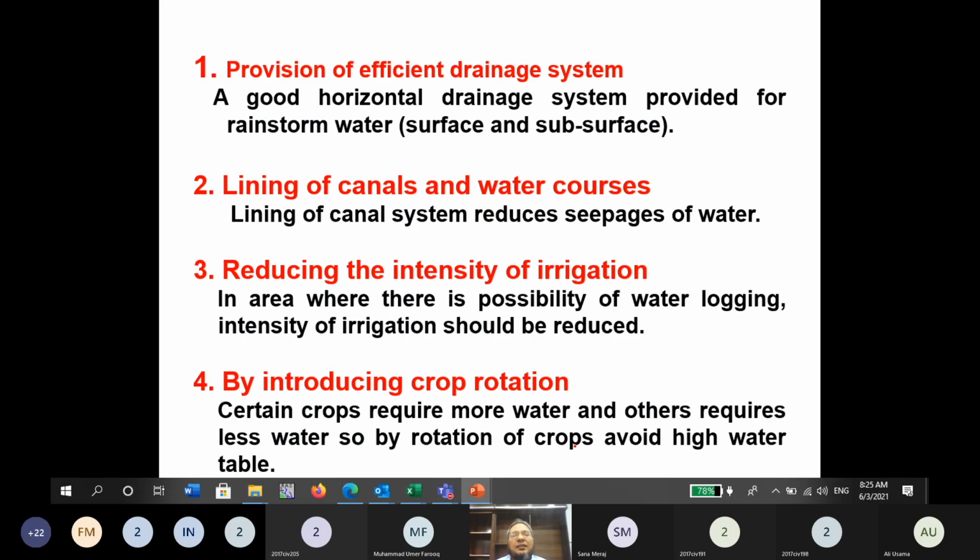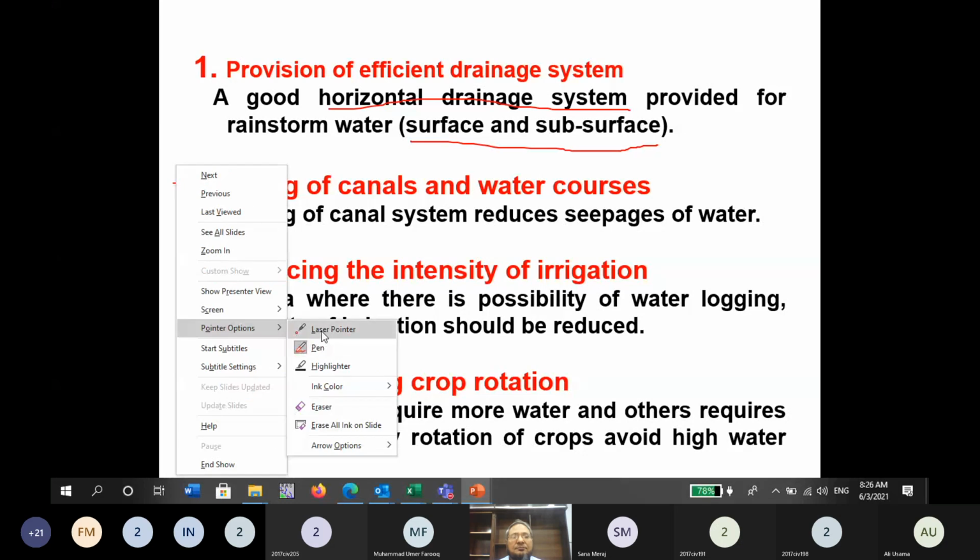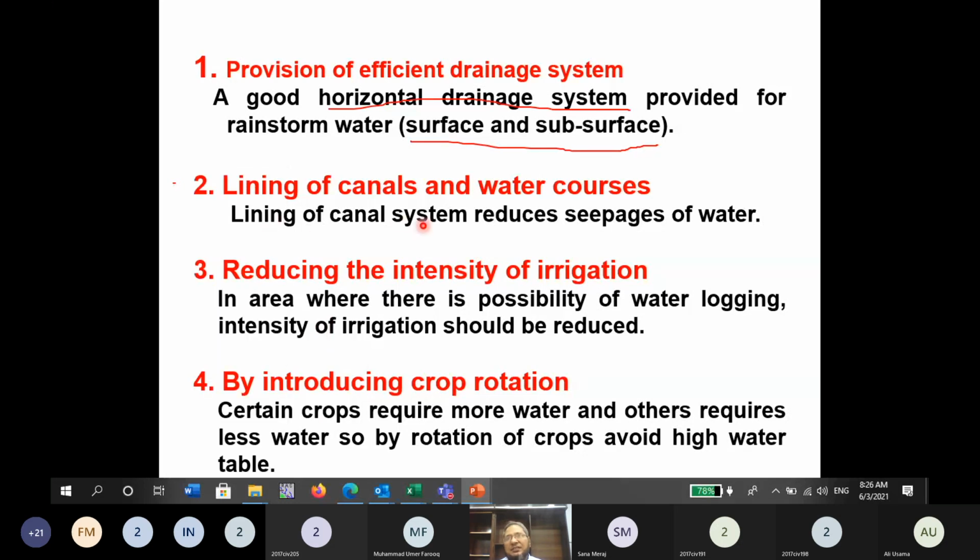Now we will discuss all of these here. Provision of efficient drainage system. We have to provide a good horizontal drainage system. If we are providing an irrigation system, beside it we must provide a good horizontal drainage system. Horizontal drainage system means the surface drainage system and subsurface drainage system. Subsurface drainage is also called the tile drainage system. Number two, lining of canals. Lining of the canal system of course reduces the seepage to the soils, and then we can reduce the waterlogging.